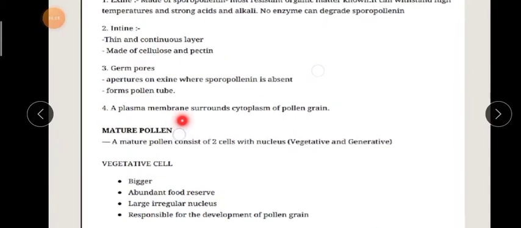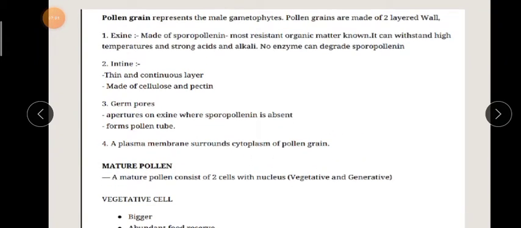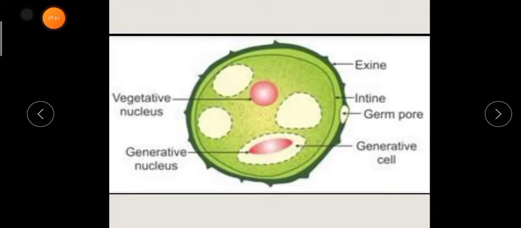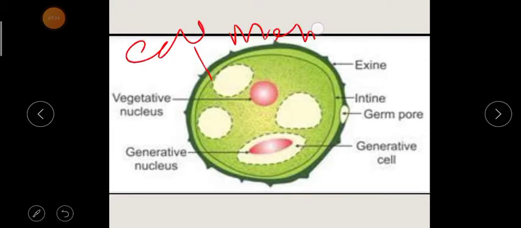And one more thing: a plasma membrane also surrounds the cytoplasm of the pollen grain. So exine, intine, germ pore are the different parts of a pollen grain, and also one plasma membrane will be there outside. Plasma membrane is called cell membrane, which you have already learned in earlier classes. Because this pollen grain is also a cell, one membrane will be there, but in this diagram the cell membrane is not shown.